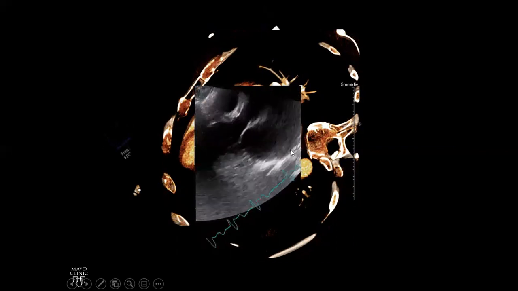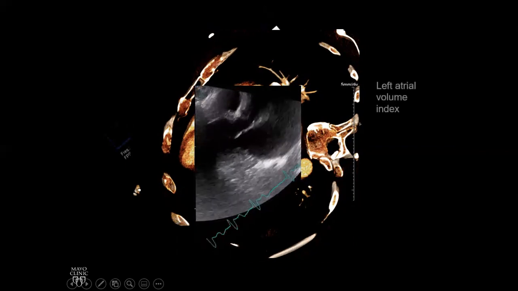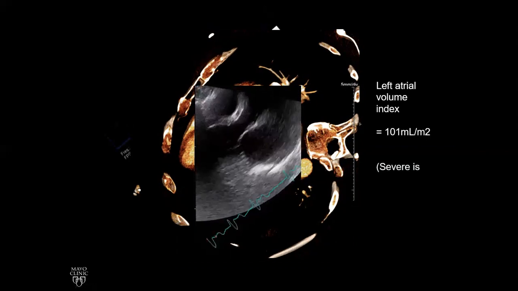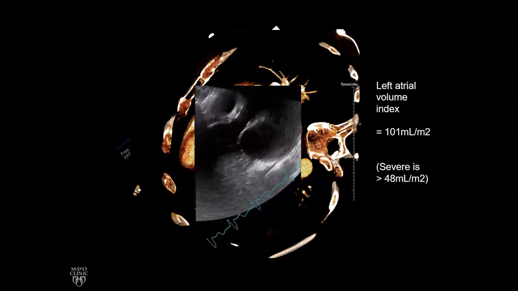If we overlay a transthoracic echo, this is an echo. Left is left atrium, left ventricle, aortic outflow. The left atrial volume index in this patient was 101 milliliters per meter squared, where severe is greater than 48 milliliters per meter squared. So this is a big, very big left atrium.